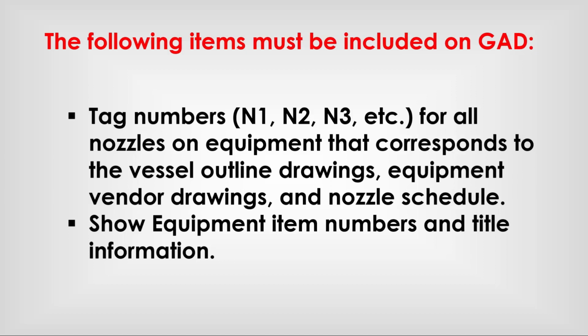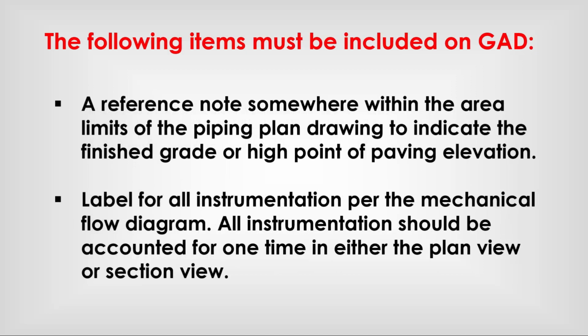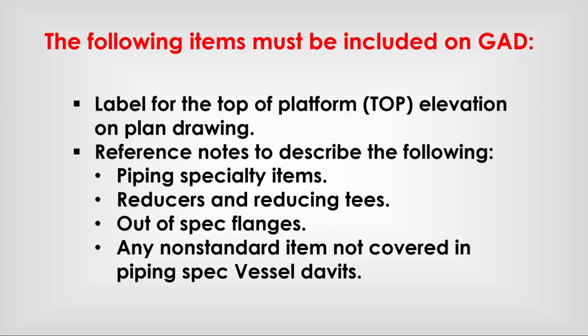Equipment item numbers and title information. A reference note somewhere within the area limits of the piping plan drawing to indicate the finished grade or high point paving elevation. Labels for all instrumentation per the mechanical flow diagram. All instrumentation should be accounted for one time in either the plan view or section view. Label for the top of platform elevation on plan drawing.